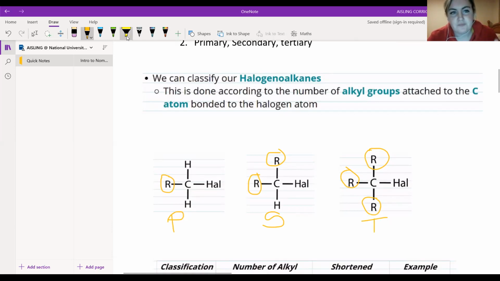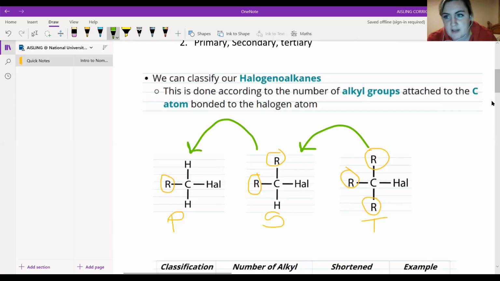Interestingly enough, we don't necessarily need to know it for the spec. I like to dip into it when we do mechanisms. Reactivity, how reactive they are. Funnily enough, the tertiary is more reactive than the secondary, and the secondary is actually more reactive than the primary, and it's all to do with the stability of what we call a carbocation. But again, it's not in the spec, and I will go into detail about it later.